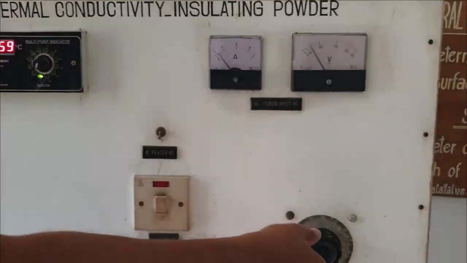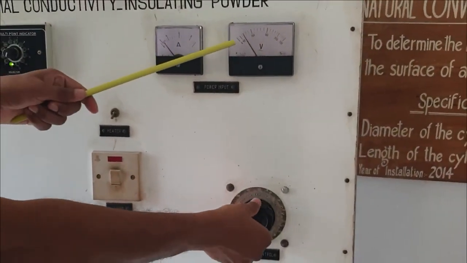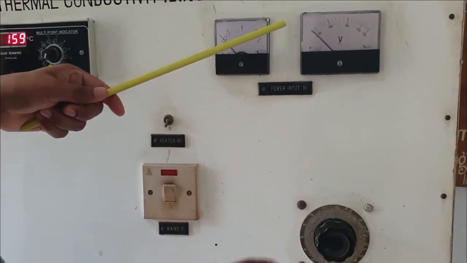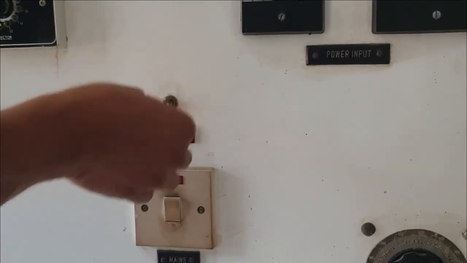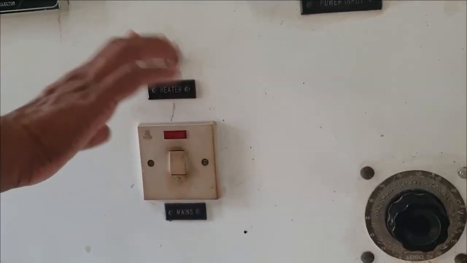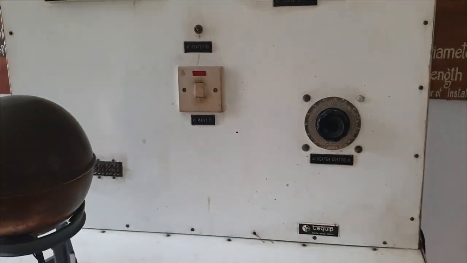Now once we have achieved these values, we can switch off the thermostat, and we can switch off the experiment. Now because these powders are known materials, we can compare their standard values with this and find out the experimental error.